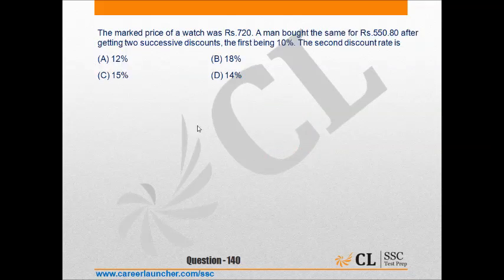The marked price of a watch is 720. A man bought it at 550.80 after getting 2 successive discounts, the first being 10%. So 720 minus 10% gives 720 minus 72, which is 648, or similar to 650. Final price is 550. I know that the second discount is approximately 100 on approximately 650 rupees. So percentage would be 100 upon 650 into 100.